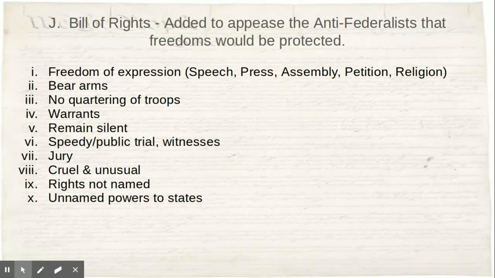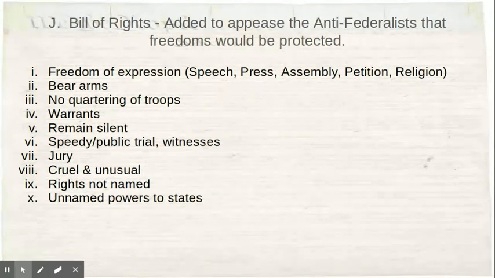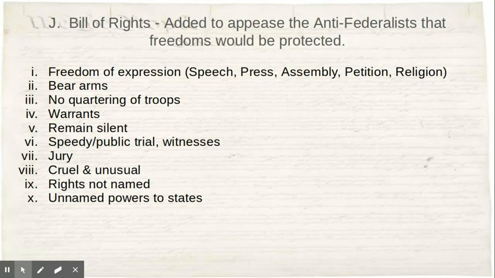And the first one, if you can remember all the rights, you can just type freedom of expression. But that includes speech, press, assembly, petition, and religion. Amendment 2, of course, includes bear arms. Going back to the Revolutionary period, we wanted to make sure that there was no quartering of troops. And of course, warrants are required in Amendment 4, except in cases, of course, of probable cause.